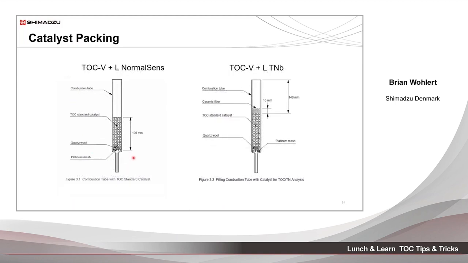For the normal sensitivity catalyst, we use the same packaging height for both TOCB and TOCL. And when you use the total nitrogen, you can see we use here again another height of packaging. All these can be seen in the manuals.